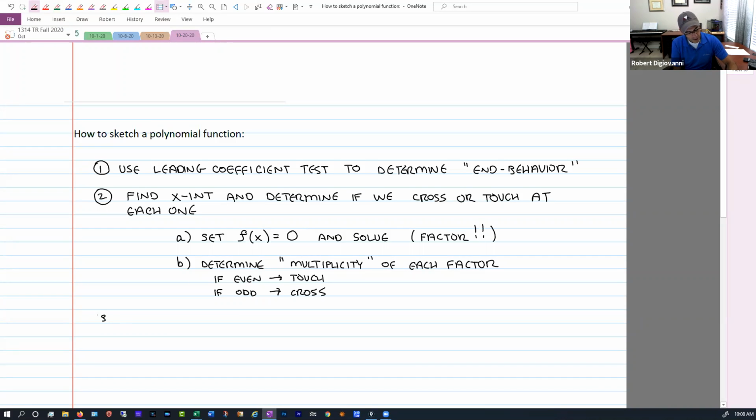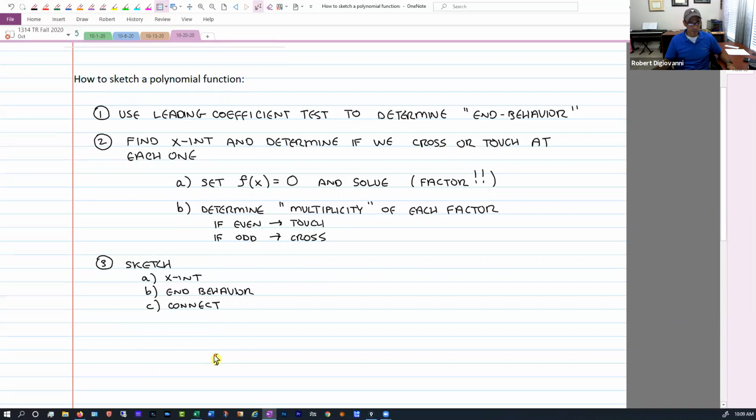And then the third and final step is to actually draw the sketch. And to draw the sketch, the first thing you do is the x-intercepts. Next thing you do is the end behavior. And the last thing you do is connect. Okay, so we're going to do an example. For now, let's just have these steps ready to go.